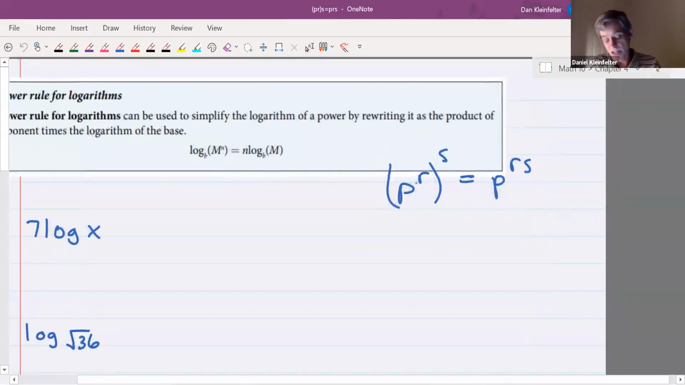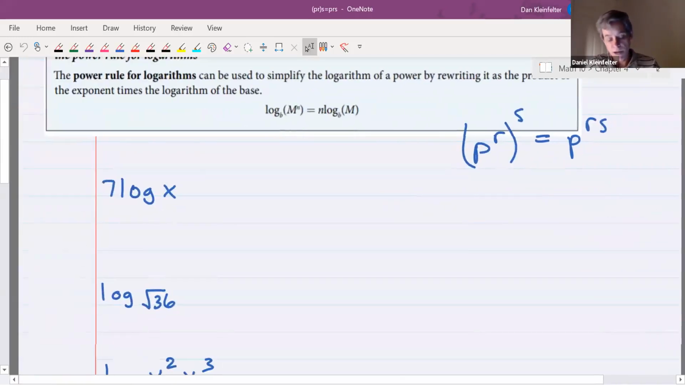And so what it reminds me of is this exponent rule, p raised to the r power raised to the s power. When you're raising a power to a power, you end up multiplying the exponents. So it kind of relates powers and exponents. That's what this logarithm rule reminds me of. So some examples. 7 log x is the same as log of x to the 7th power.